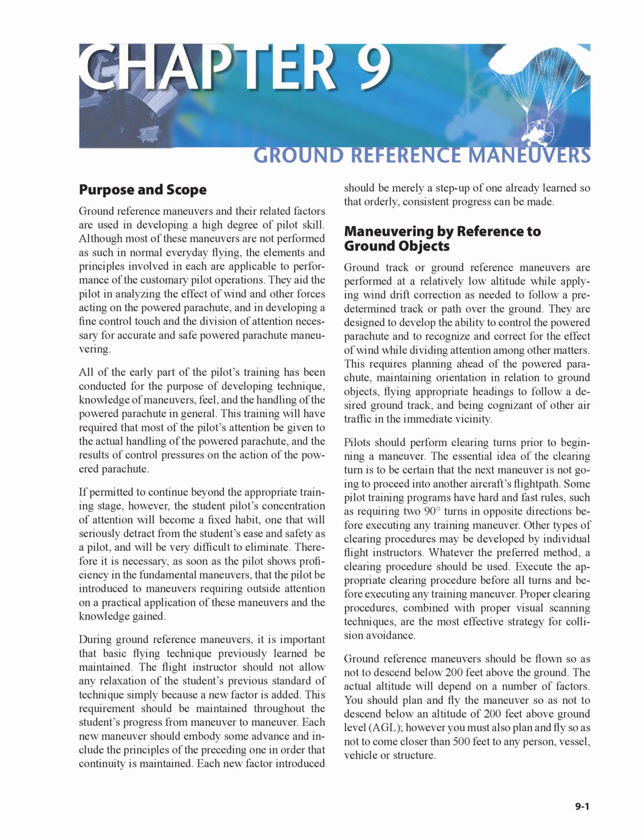Ground reference maneuvers should be flown so as not to descend below 200 feet above the ground. The actual altitude will depend on a number of factors. You should plan and fly the maneuver so as not to descend below an altitude of 200 feet above ground level, AGL. However, you must also plan and fly so as not to come closer than 500 feet to any person, vessel, vehicle or structure.